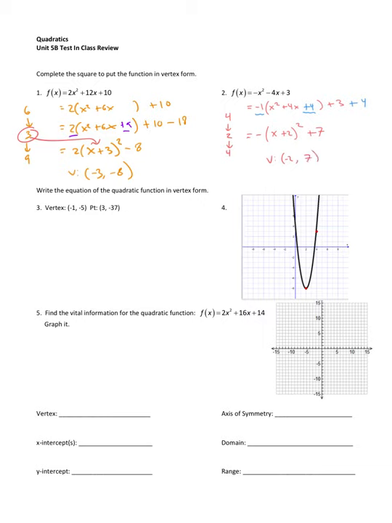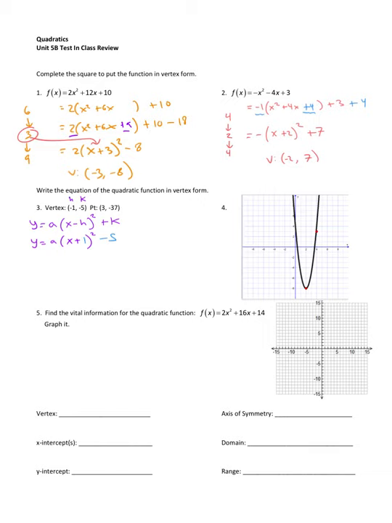All right, for number 3, we are given a vertex and a point and told to write the equation in vertex form. So I want to start with my formula, y equals a times x minus h squared plus k. And I start off with remembering that the vertex is h comma k, so I'm going to plug that in for the h and the k. And so I get y equals a times x minus -1, which means it's really x plus 1, and then squared plus k. K is -5, so that will be -5.